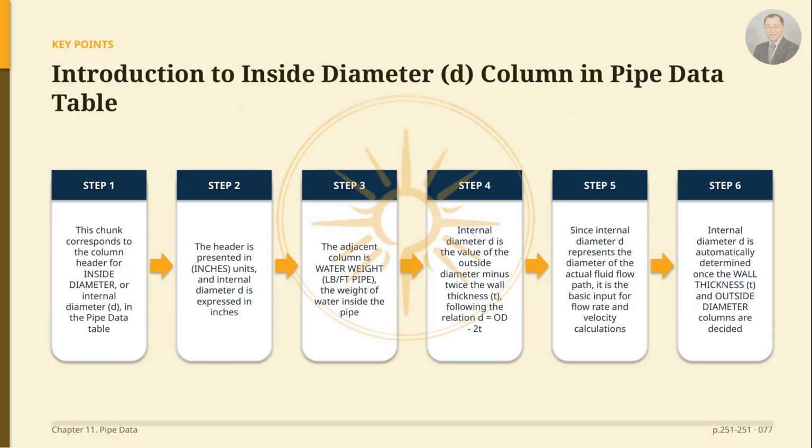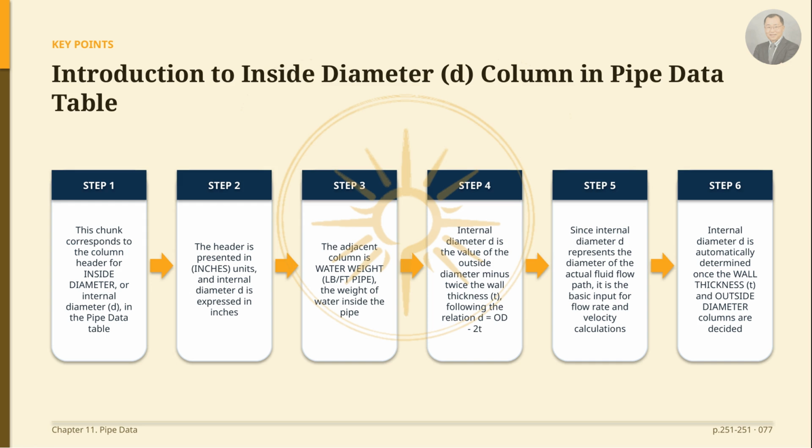Now, I'd like to introduce the inside diameter item in the middle of the pipe data table. This column, denoted as d, represents the inner diameter of the pipe and is measured in inches. The value of d is determined by subtracting twice the wall thickness, t, from the outside diameter. In other words, d follows the relationship of OD minus 2t. Since this inside diameter is the actual passage through which the fluid flows, it serves as the most fundamental input when calculating flow rate or flow velocity.